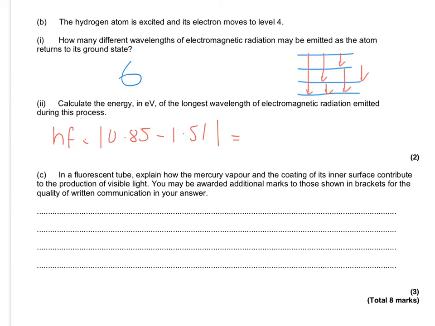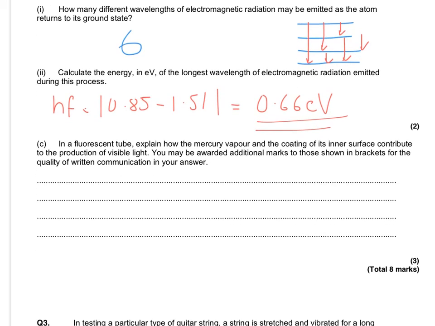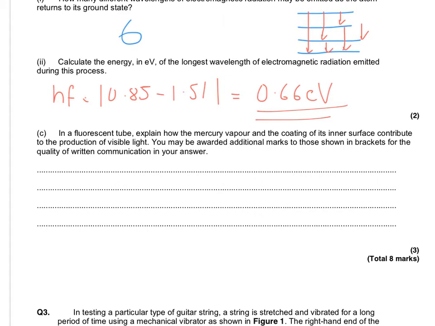And if you put that in, remembering those are electron volts, that means the energy of the photon emitted will be 0.66 electron volts, because this is the smallest energy transition, which means the smallest photon energy, which means the longest wavelength. So then this one: in a fluorescent tube, explain how the mercury vapour and the coating of its inner surface contribute to the production of visible light.